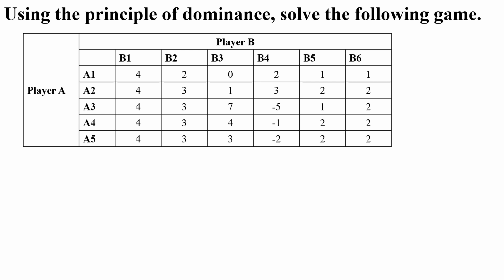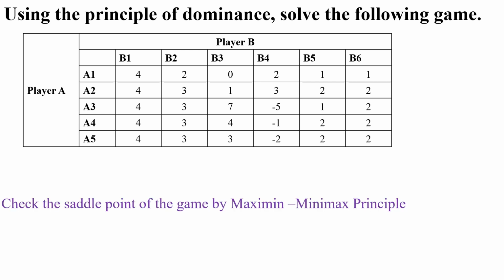Let's see the solution. Before applying the dominance rule, we have to check the saddle point of the game by applying the Maximin and Minimax principle. So first we have to determine the Maximin value. For this, first we have to determine the minimum value for each row. For the first row, the minimum value is 0.